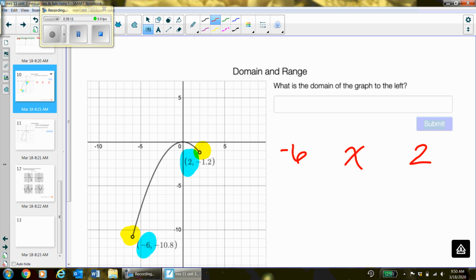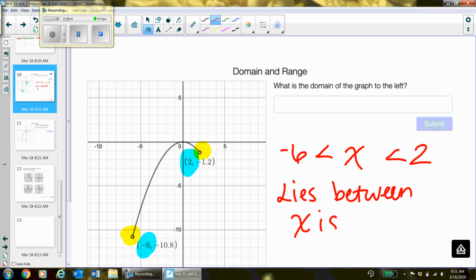All right, when you're writing domain and range, know that your inequality symbols do not change. When you're writing it this way, there'll always be less than. Okay, now again, since there are open circles here, there's no equal to, so this is my domain. -6 is less than x, x is less than 2, which is telling me my graph lies between x is -6 and x is +2. All right, and it's as simple as that.